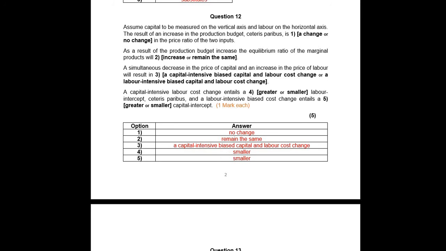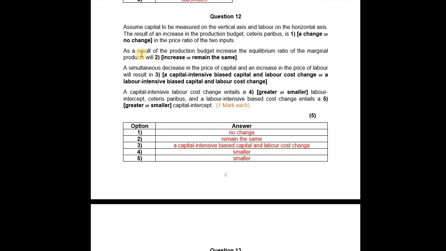the function of a production budget. So in this case, a production budget looks at the number of units that must be produced given a certain outcome, right? Given a certain goal, I mean, or that certain target. Sorry. So a production budget looks at that. It does not affect the price ratio of the two products.